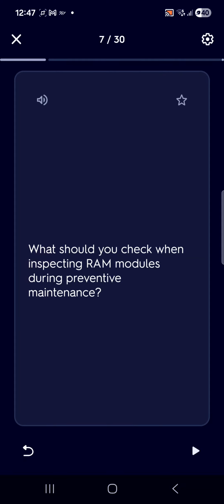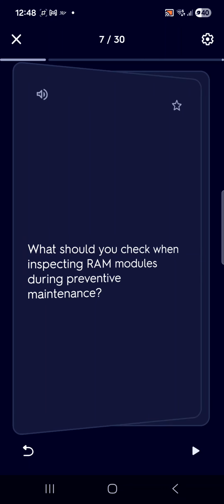What should you check when inspecting the RAM modules during preventative maintenance? That the modules are seated securely and the retaining clips are not loose.